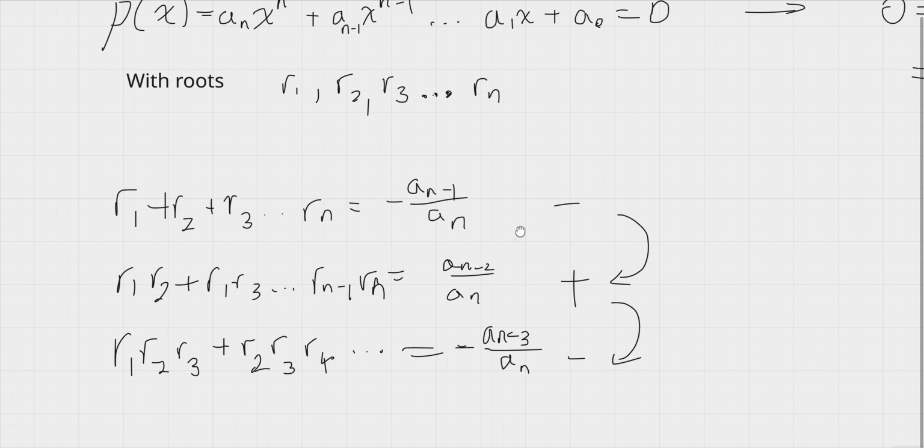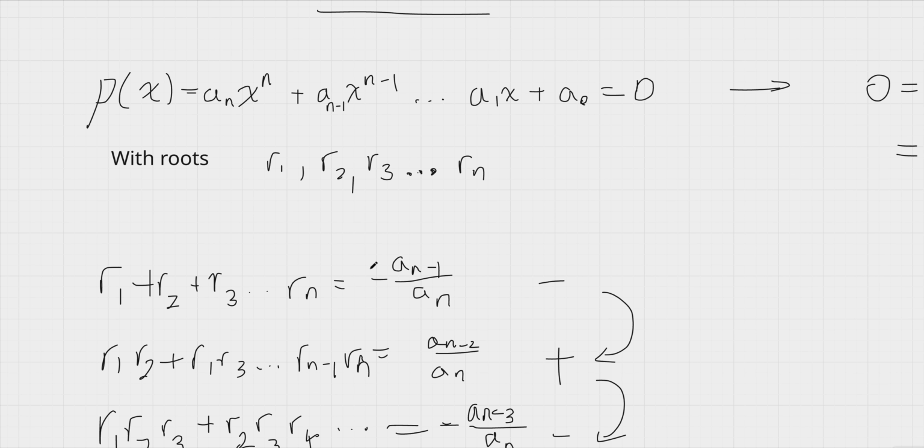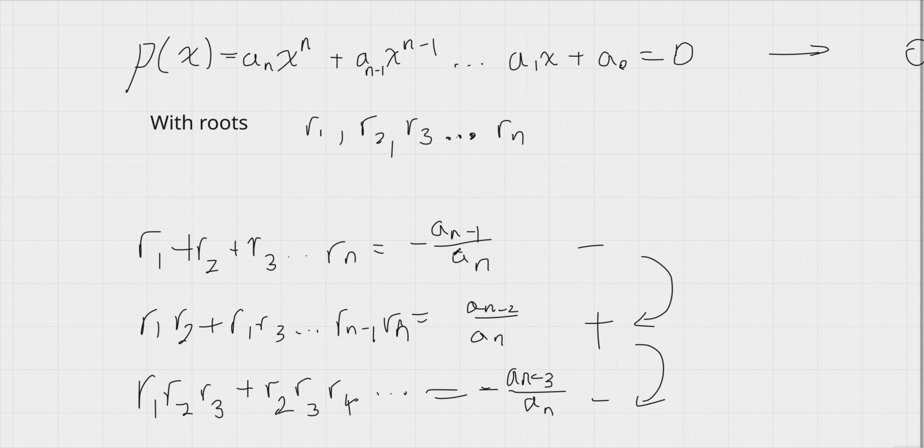You will get that if you add up all the roots individually, so r1, r2, r3, and so on and so forth, you add them all up, you'll find that it's equal to negative a_(n-1) over a_n. And that's negative.